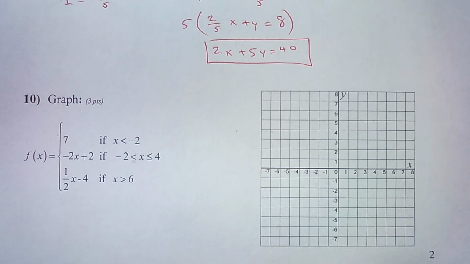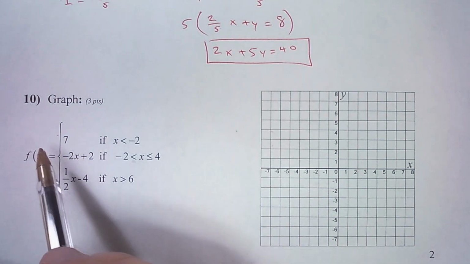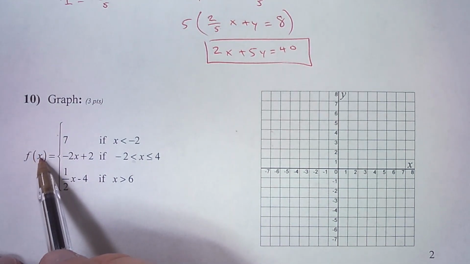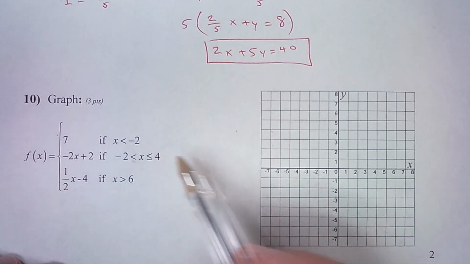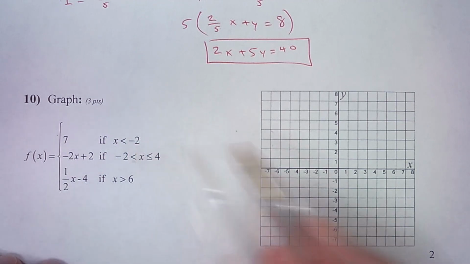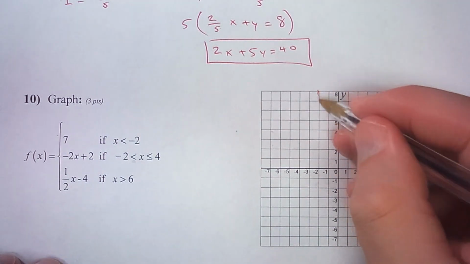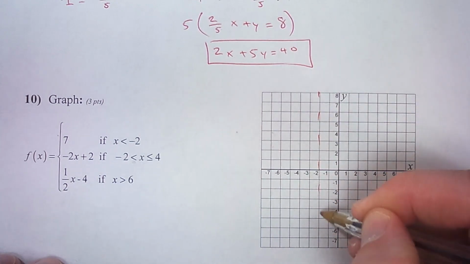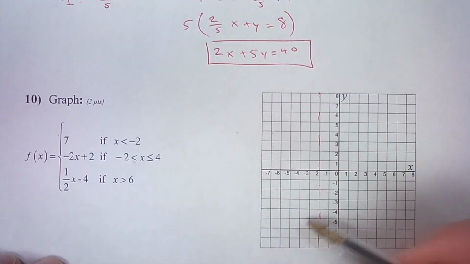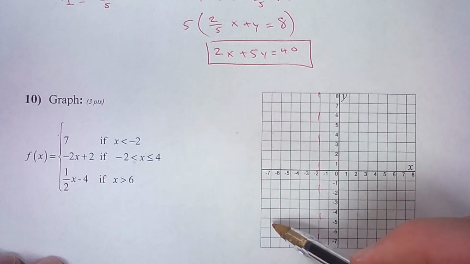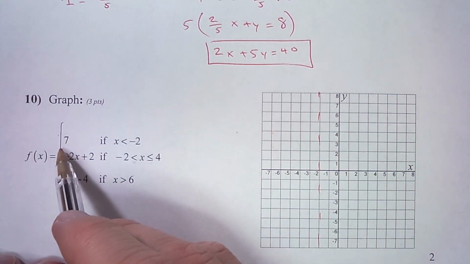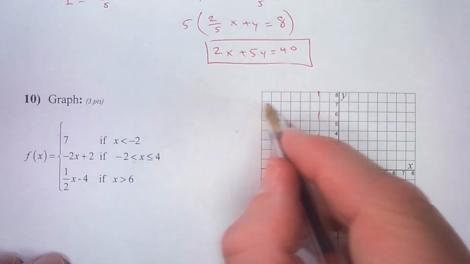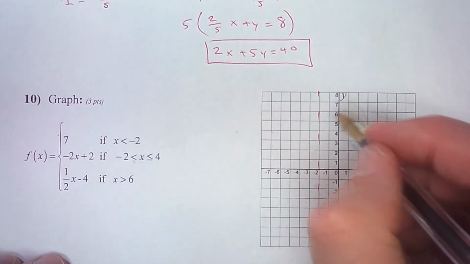Okay, graph this piecewise function. The first equation is y equals 7, but I can only graph it for x's that are less than negative 2. So negative 2 is right here. I can only graph on the less than side, the left of that. So y equals 7, so that's up here, but only left of x equals negative 2.